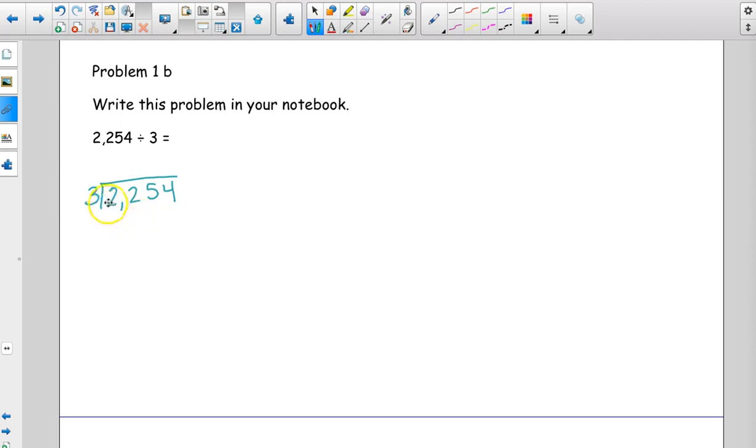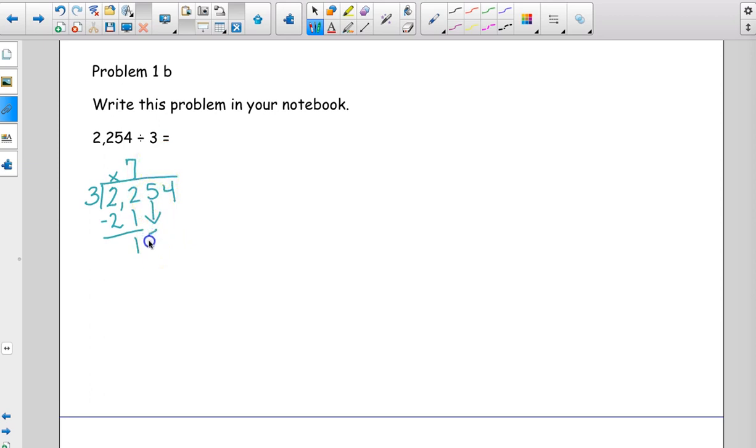Okay, so I'm doing 2,000s divided by 3. How many 3s are in 2? None. So no number will go in the thousands place. Now I'm dividing 22 divided by 3 equals 7. 7 times 3 is 21. Sister subtracts. Rover says we have to repeat because we need 2 more places.